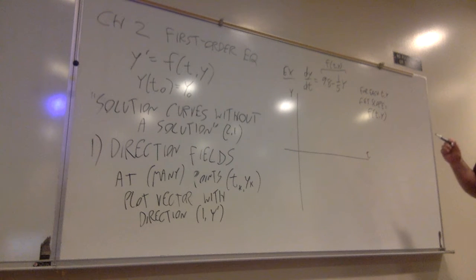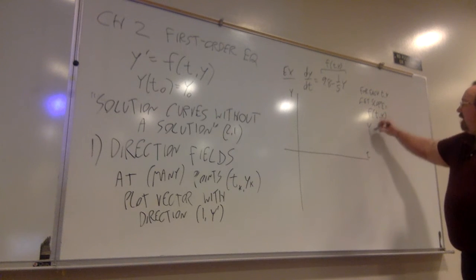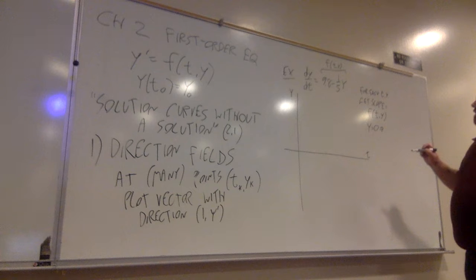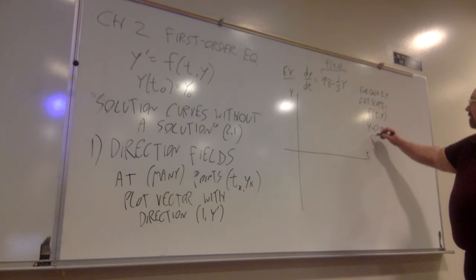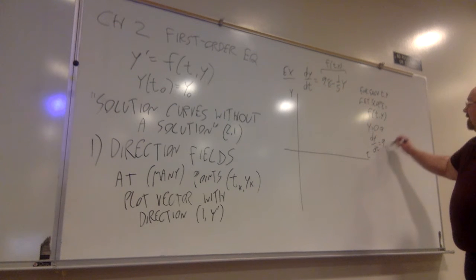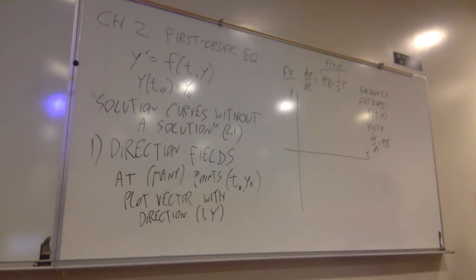So if I plug in, for instance, y equals 0, then what happens is dy dt is just going to be equal to 9.8.